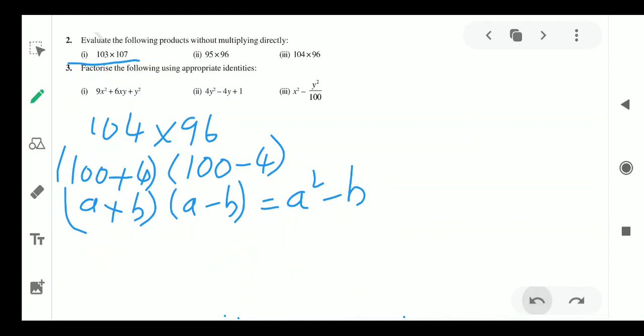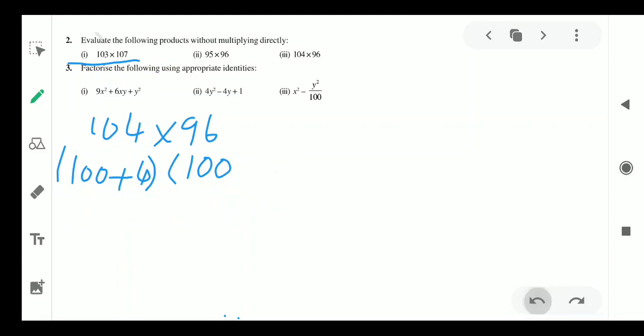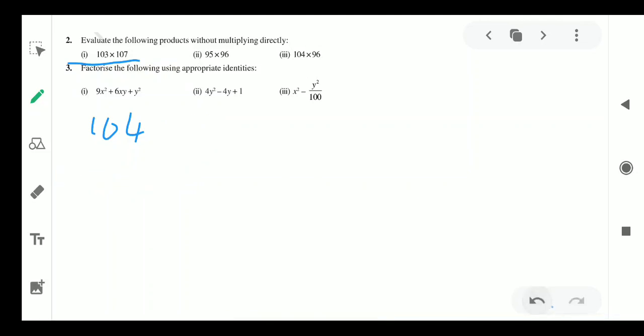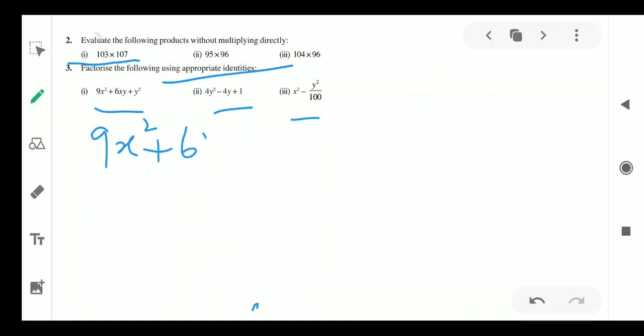Factorize the following using the appropriate identities. In the previous exercise, we factorized the quadratic polynomials and cubic polynomial also, but there we used a different method. But here all these are quadratic polynomials, and we have to factorize by using the appropriate identities. So first, see this very important one: 9x square plus 6xy plus y square.